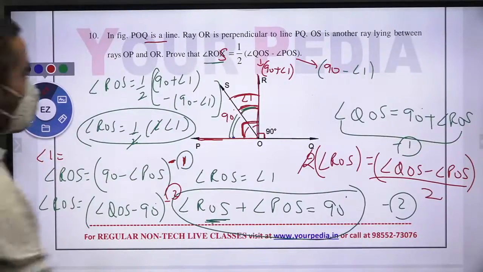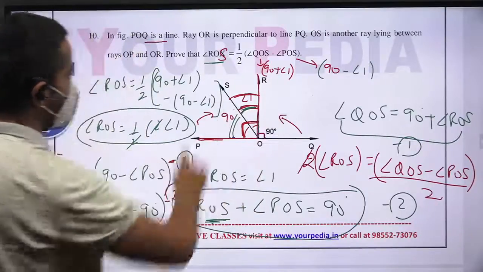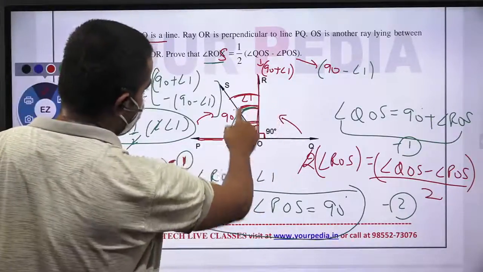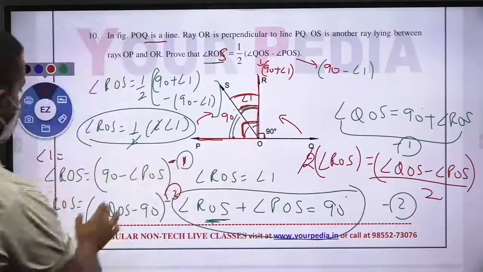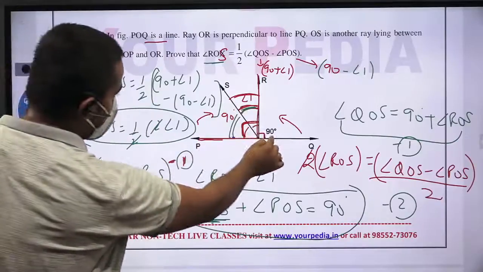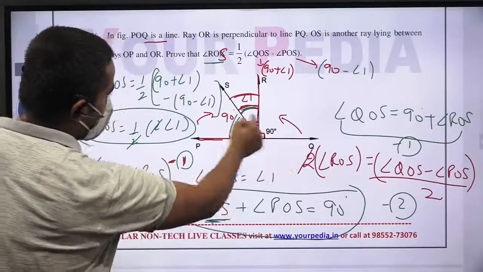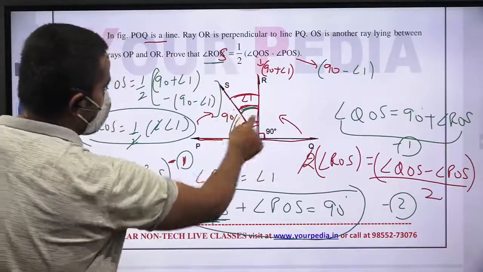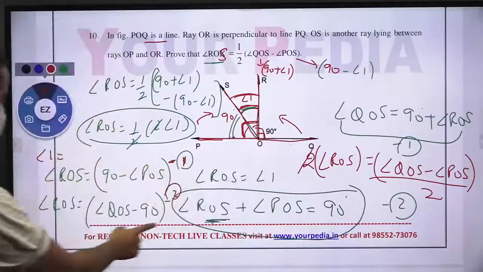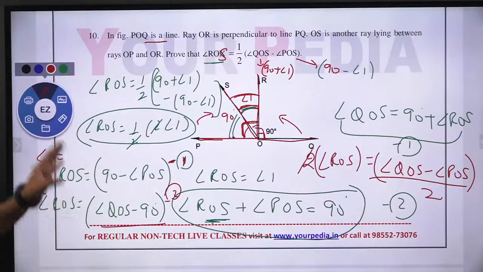Similarly, ROS can be written from this side. So that is angle ROS, that is angle 1, and from the other side you can write angle ROS like this. So that will be how much? That is angle QOS, the total angle, minus angle QOR, or ROQ. So this will become the second equation for us. So we have two equations for angle ROS.